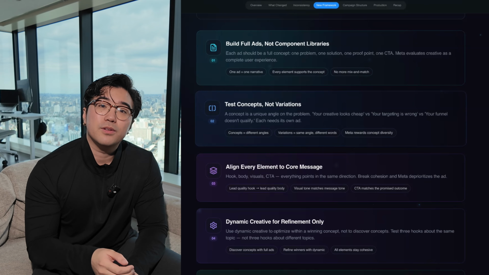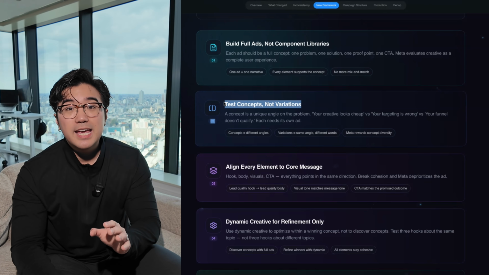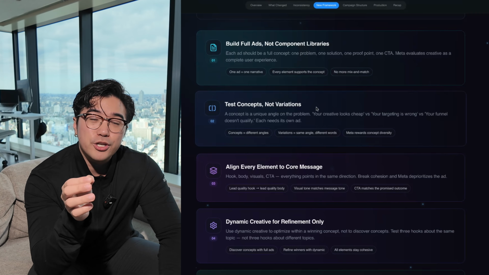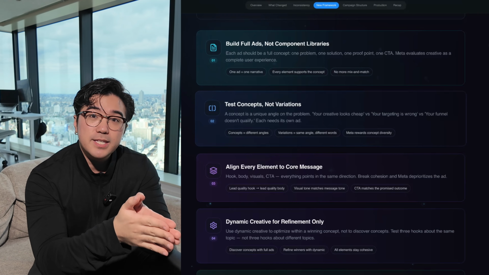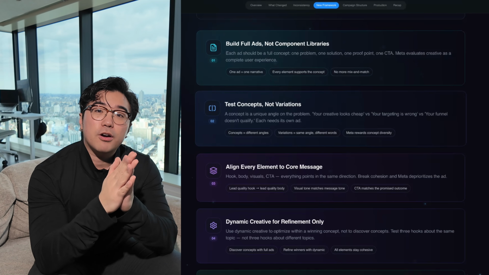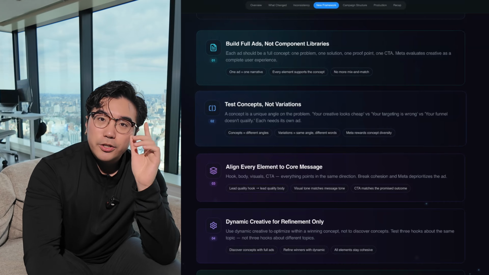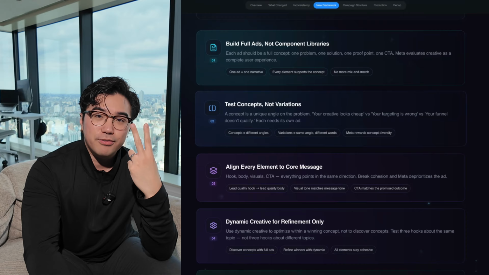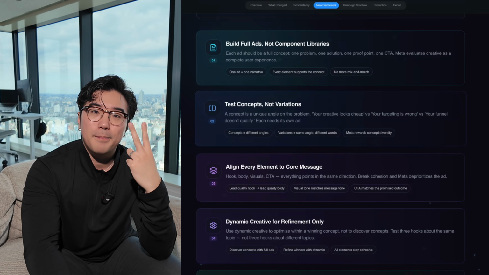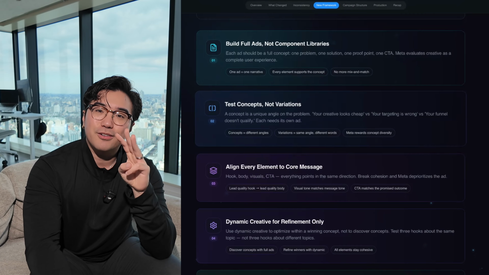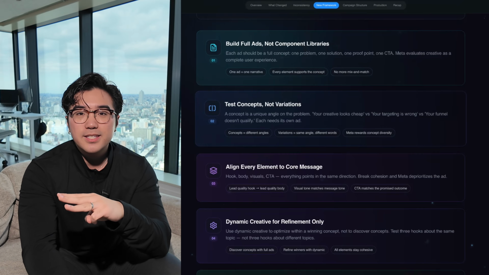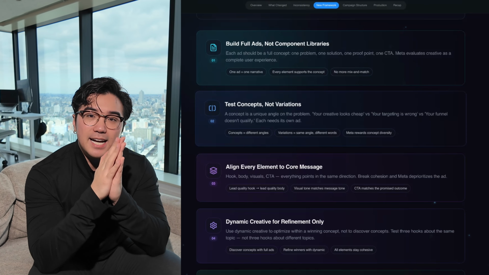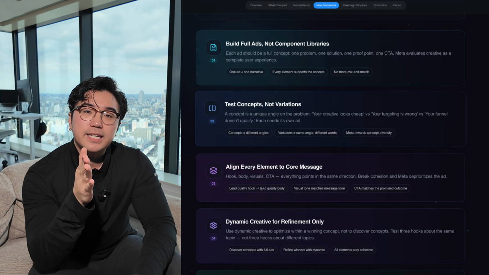Second principle, test concepts, not variations. A concept is a unique angle on the problem your audience is facing and how your solution addresses it. For example, if you're helping business owners with ad performance, here are 3 different concepts. Concept number 1, your ads are failing because your creative looks cheap and unprofessional. Concept number 2, your ads are failing because you're targeting the wrong people with the wrong message. Concept number 3, your ads are failing because your funnel doesn't qualify leads, so you're wasting time on unqualified calls. Each of those is a distinct concept, and each requires a completely different ad.